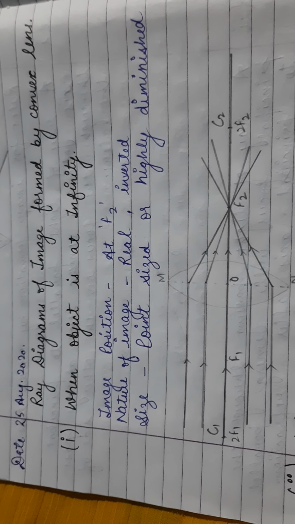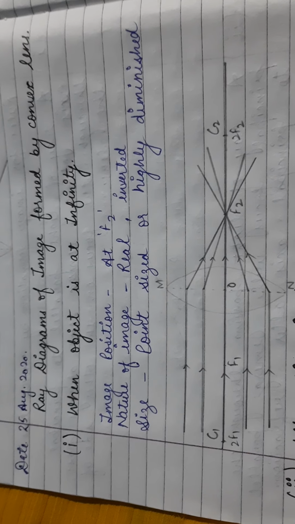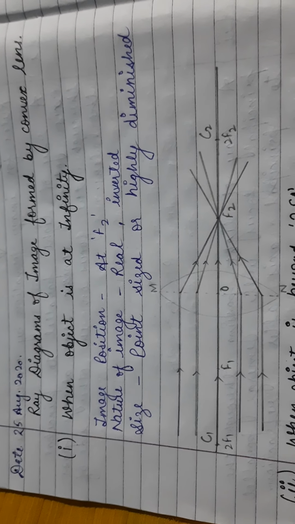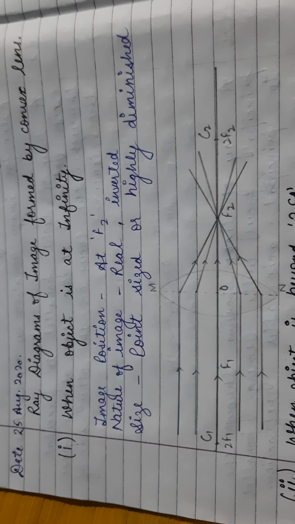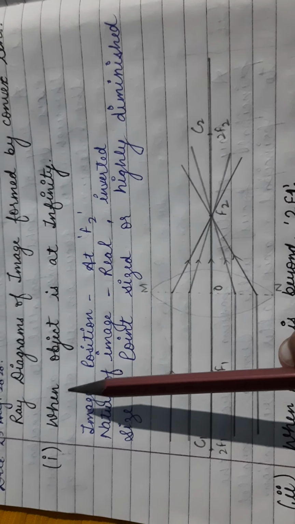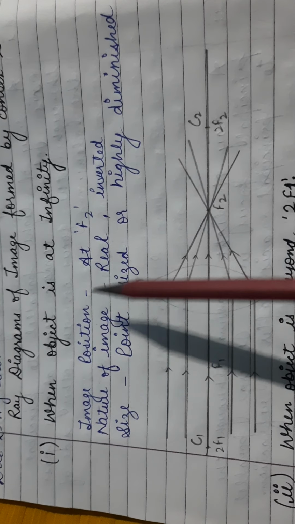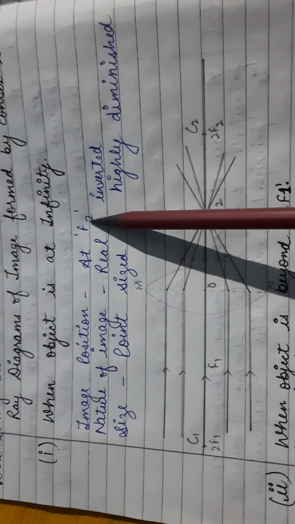Good morning, class 10th. This is the portion refraction, and in today's class, we are going to draw the diagrams of the image formed by a convex lens. So, the first case is when the object is at infinity, then the image position will be at F2.